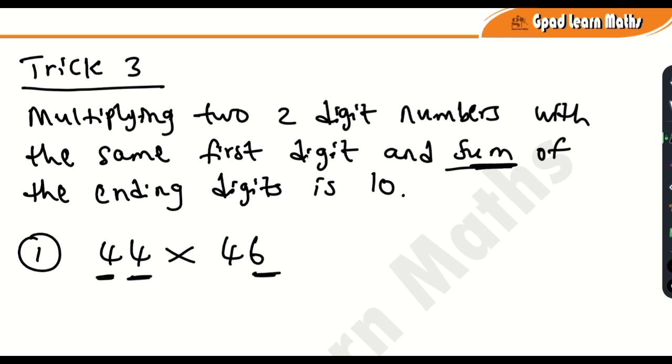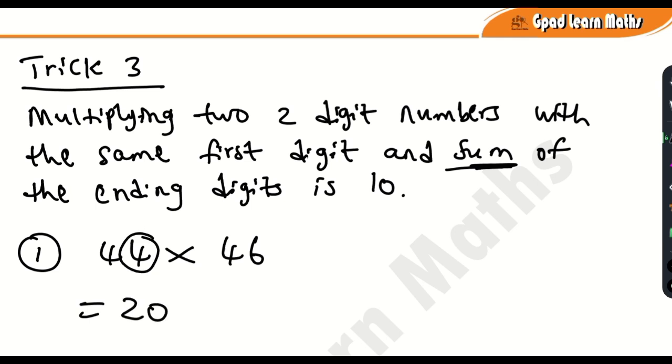And the first digit for each number is 4 and 4 respectively. So the first digit must be the same, but the ending digits must add up to 10. So it's very easy to multiply these two numbers. Now, how do you do this? Like I explained for numbers that end in 5, the first digits are the same. So you multiply 4 by the next integer. What is 4 times 5? That's 20. So this is going to be 20.